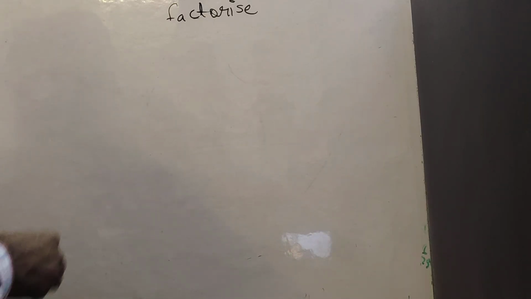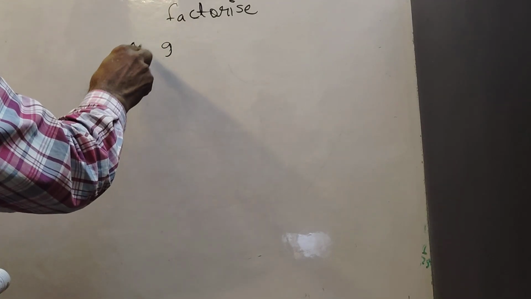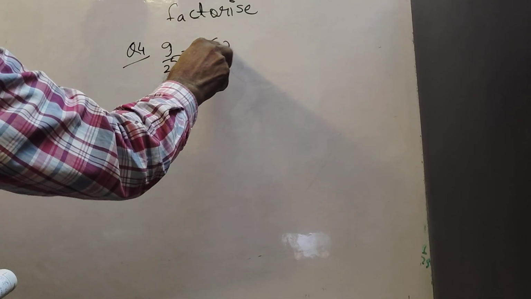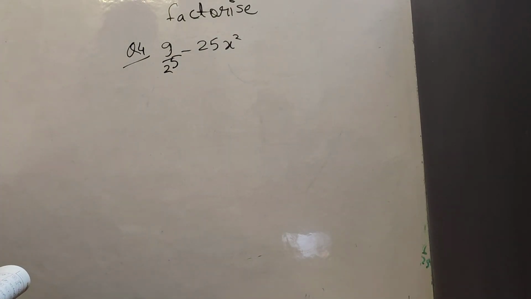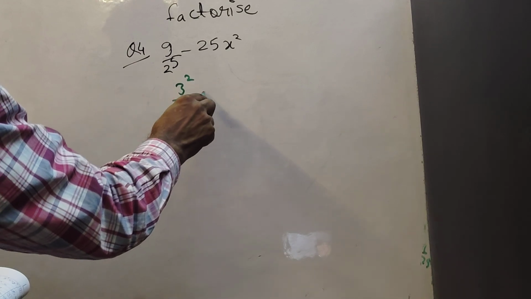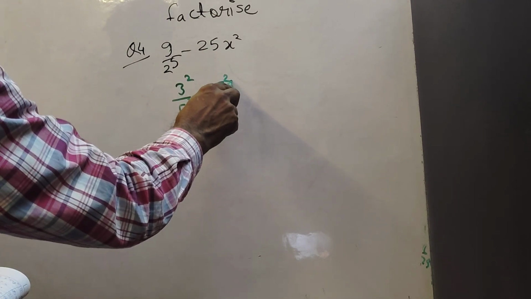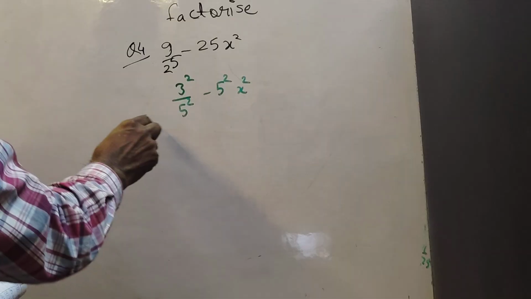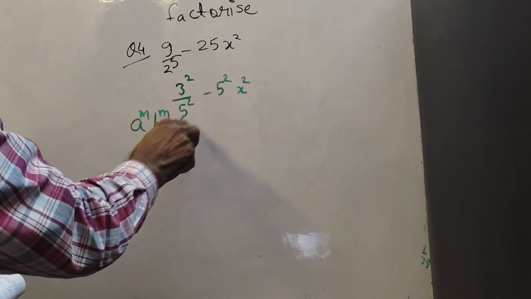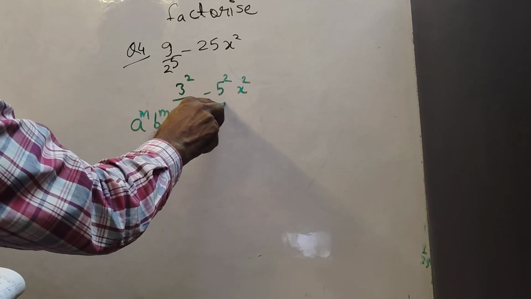Question 4 is 9 over 25 minus 25x square. So 9 is written as 3 square, 25 is written as 5 square, and this 25 is written as again 5 square, x square. So we can say a raised power m, b raised power m can be written as ab whole power m.